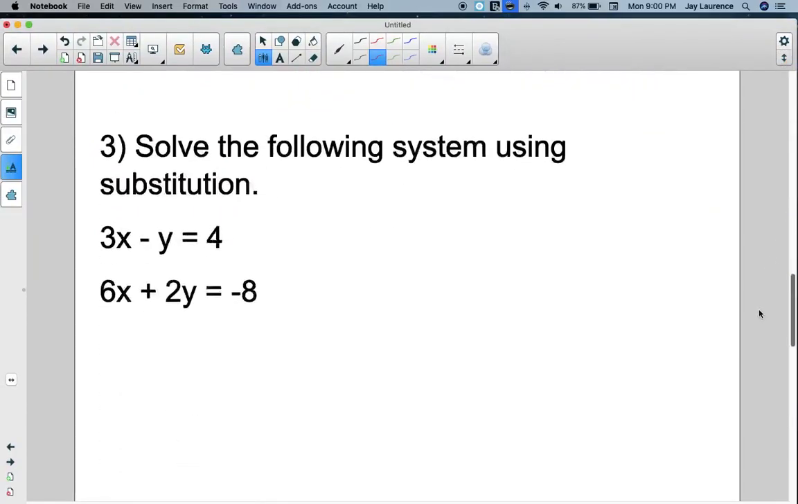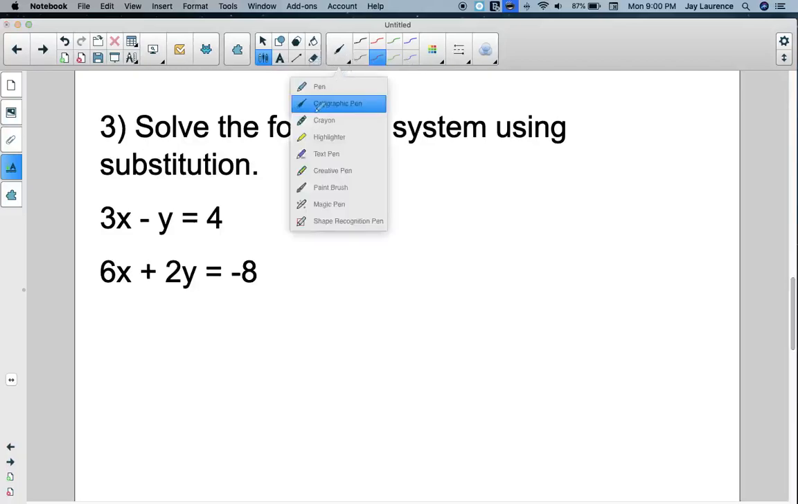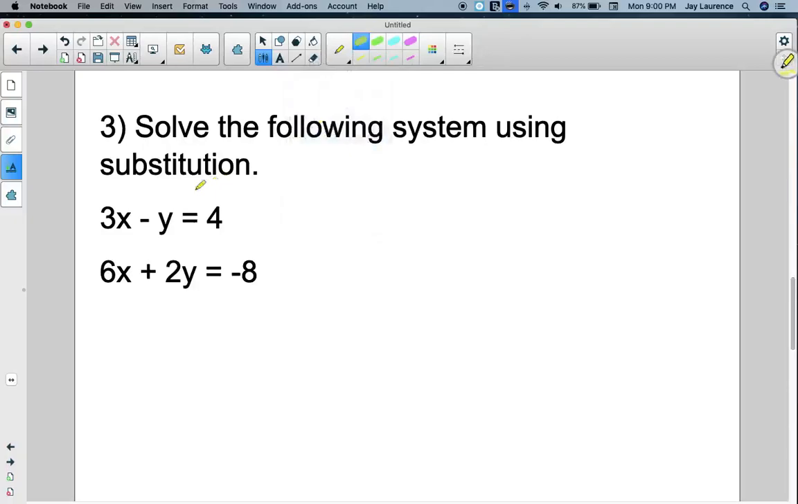All right. So now I want you to solve this following system using substitution. Remember, to do it, you have to figure out which variable you want to solve for first. Go ahead and pause the video and give it a shot. Here comes my solution. If you haven't tried it yet, please do so.